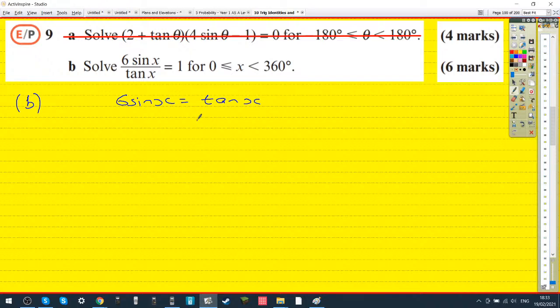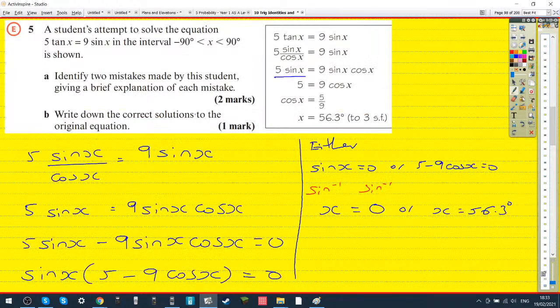Divide by sine on both sides? Nope. This is how we went about this one. We had a mixture of tan and sine. How did we deal with that? Put both on the same side and then factorize. We did something before that.